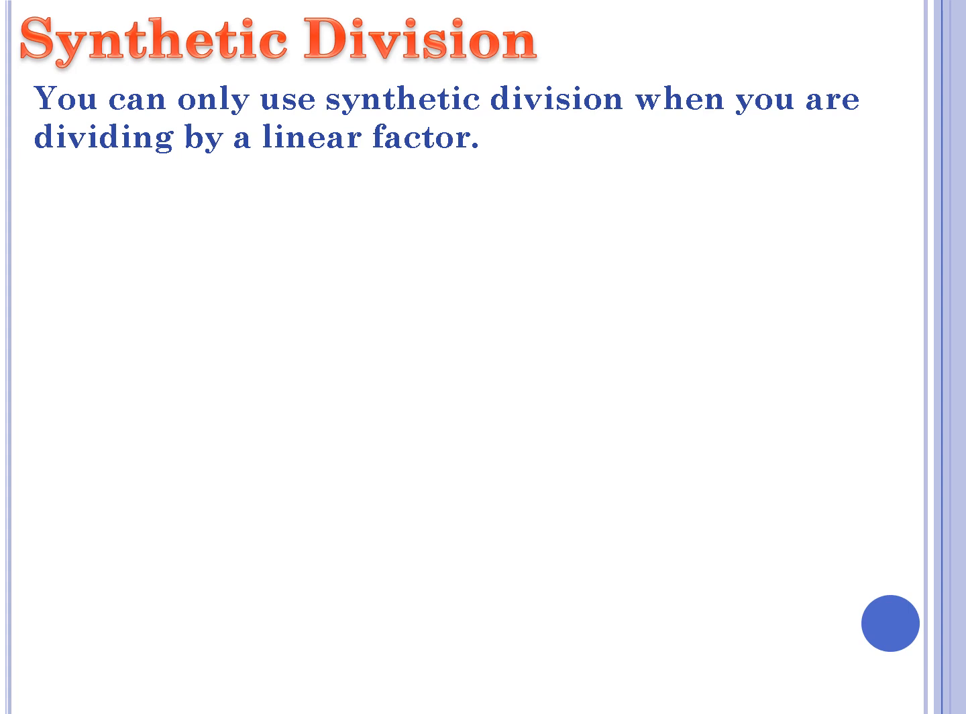So now here's the key point though. You can only use synthetic division when you're dividing by a linear factor. So if you think about our second example, we were dividing by x squared minus 5. Well, x squared minus 5 is not a linear term. That's a quadratic term. So we can only divide by a linear power, meaning we're dividing by an x or a variable whose highest power is 1.